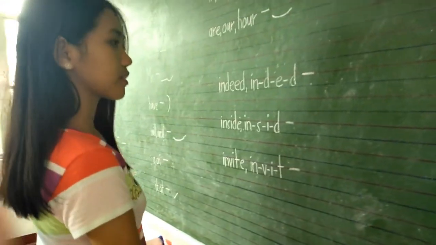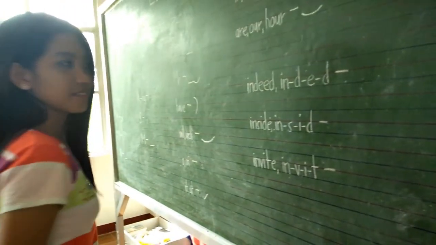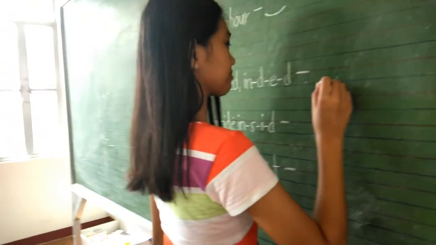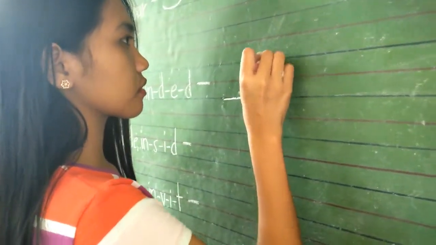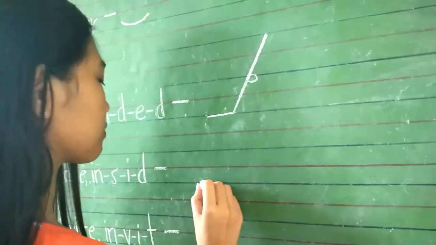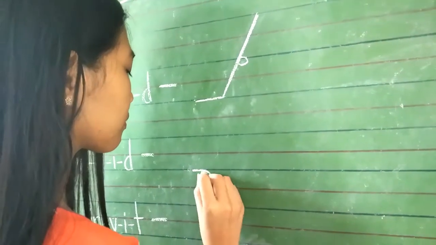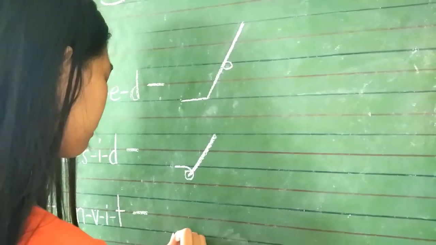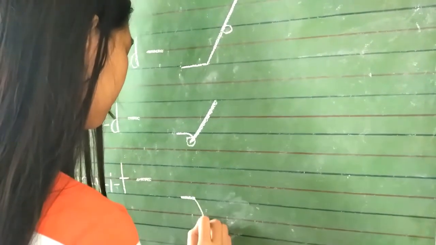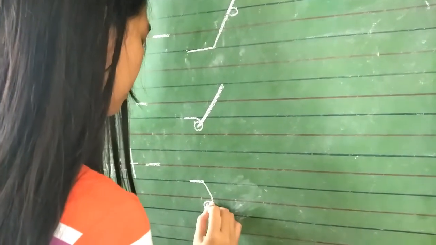In is also used as a word beginning in words like indeed, represented by N, D, E, and D. Inside is represented by N, S, long I, and D. Invite is represented by N, V, long I, and D.